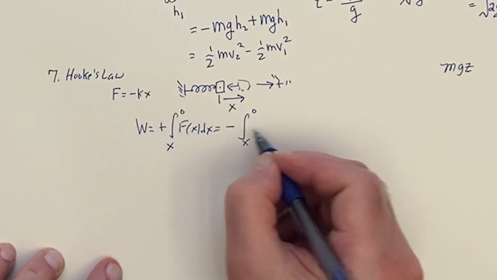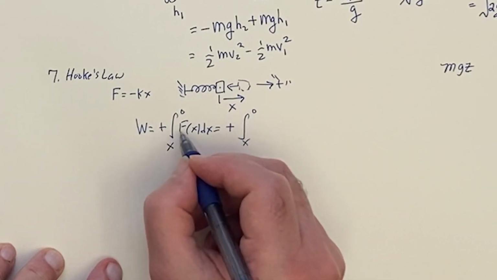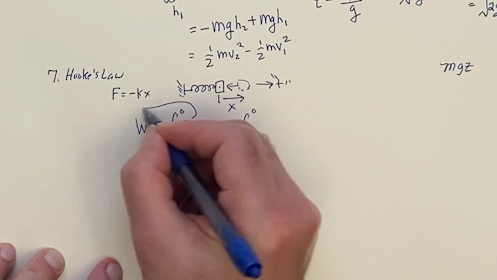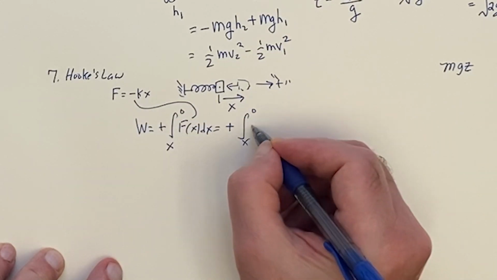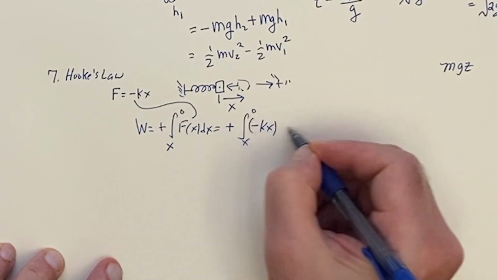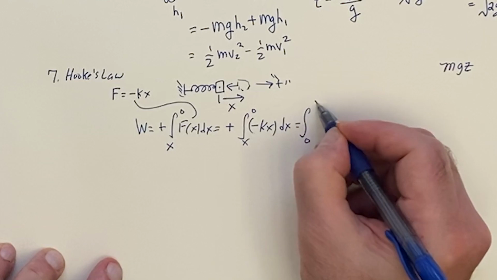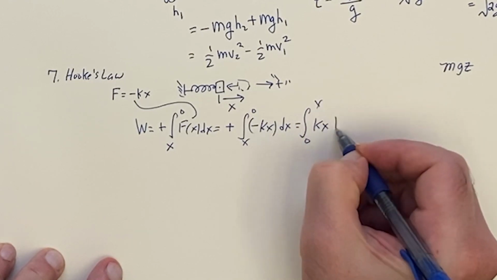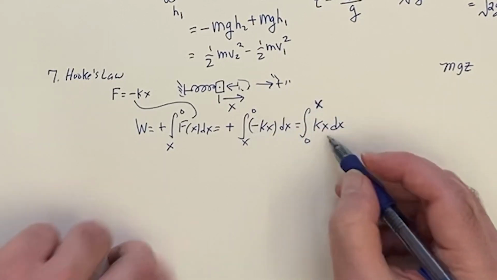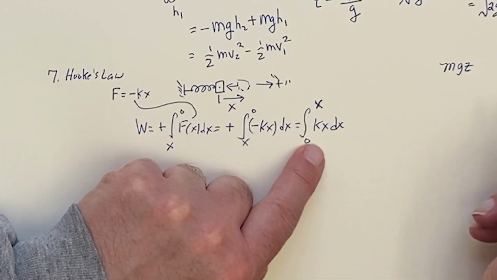This is a plus, the minus sign. The minus sign comes in when you replace the F with the minus kx. So the minus kx here. And notice that you can flip this around and go from 0 to x of kx. This is personal choice, what you want to do, because you might just say, let's just pull the thing back and let go.